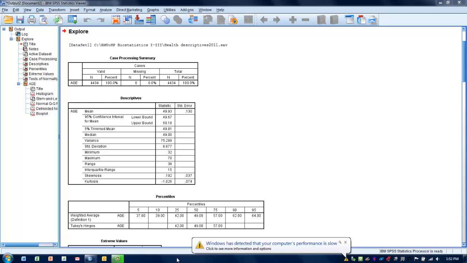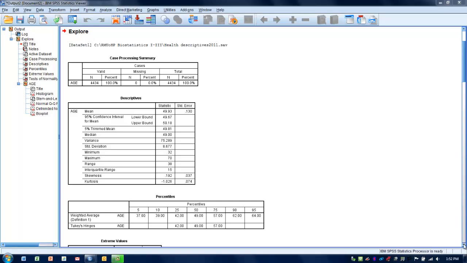So in this case, with this skewness measure, if we use the rule of one, we would say that this distribution is not skewed because its skewness value is 0.192. But if we double the standard error of 0.037, that gives us a value of 0.074. And obviously this value of 0.192 is greater than that doubled value. So using this criterion, we would say that this distribution is skewed and it's probably not appropriate to be used in parametric statistics like t-tests or ANOVAs.